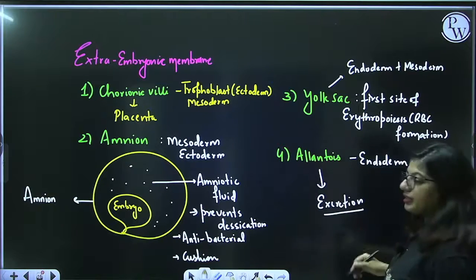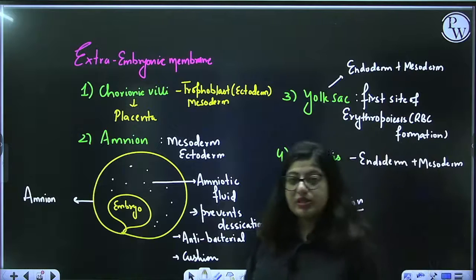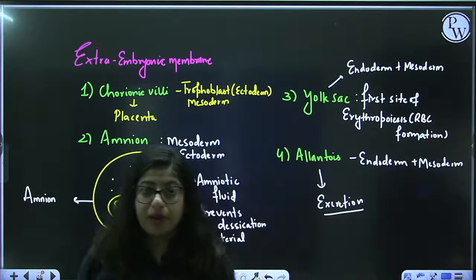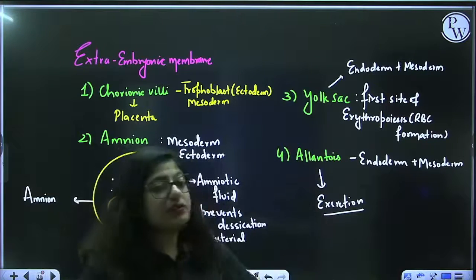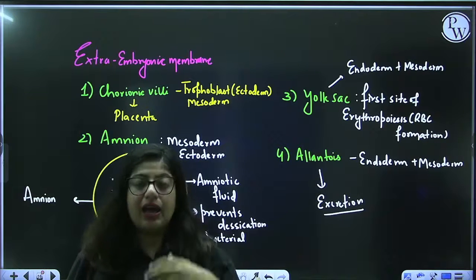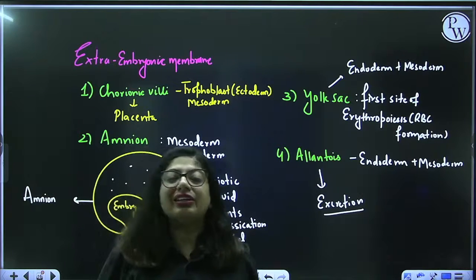You know, in early stages the urinary bladder is also not present. Not all the excretory organs are developed. So there the allantois will help in the removal of gases and also the urine, right?